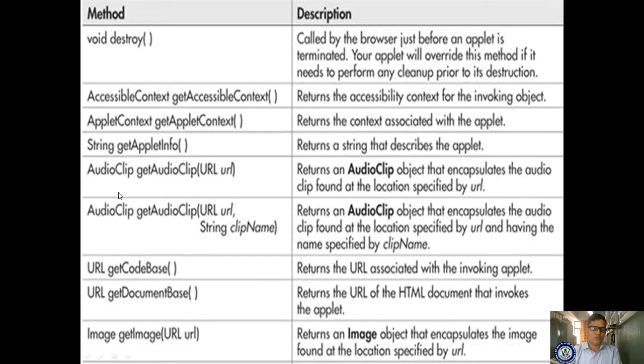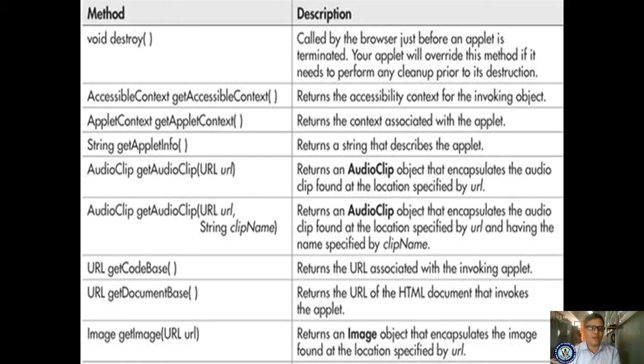Audio clip. If you want to insert any audio clip in your applets, then you have to use AudioClip. getAudioClip of URL is the method. By using this method, you can access the audio clip in your applet. It returns an AudioClip object that encapsulates the audio clip found at the location specified by the URL. According to the address of that audio clip that you provided, the audio clip will be played in your applet.